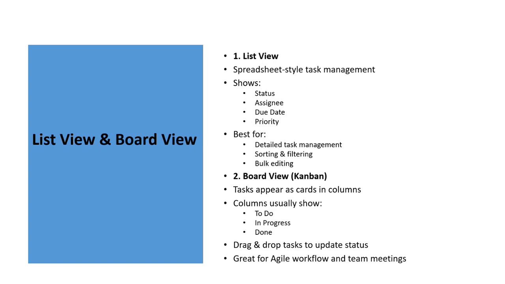Let's first talk about the list view and the board view. The list view is the default view in ClickUp. It looks similar to a spreadsheet where tasks are displayed in rows and columns. Here, we can easily see important task information such as status, assignee, due date, and priority.